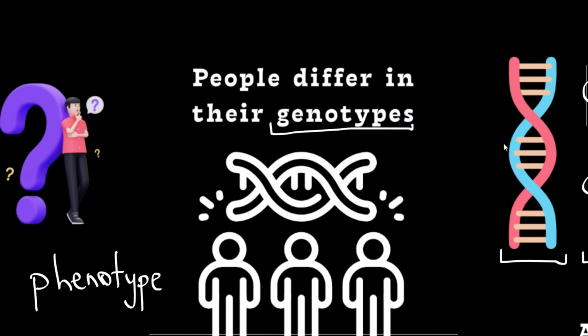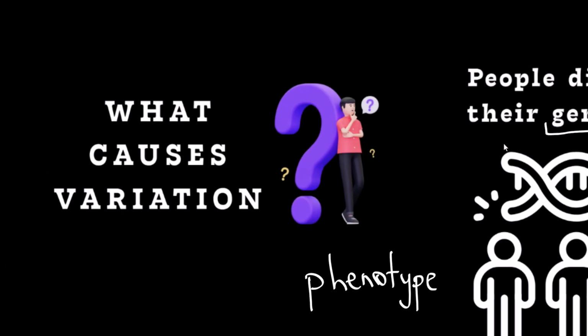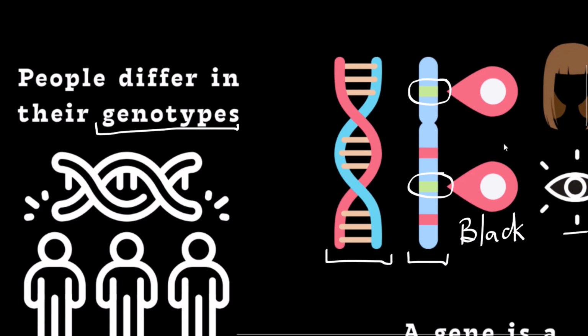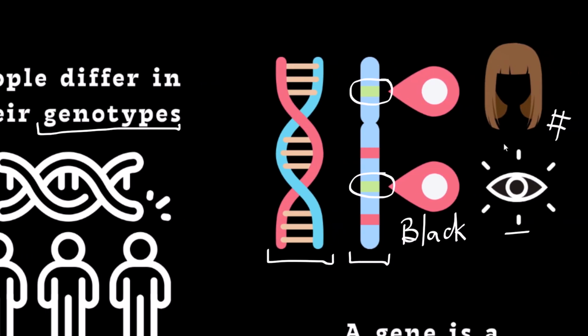So as a recap, what causes variation? Well, it's simply because people differ in their genotype. And when it comes to sexual reproduction, the gene responsible for a particular character that we see, maybe eye color or hair color or even blood type, all of these being controlled by our gene, the probability of forming a different flavor is really wild.